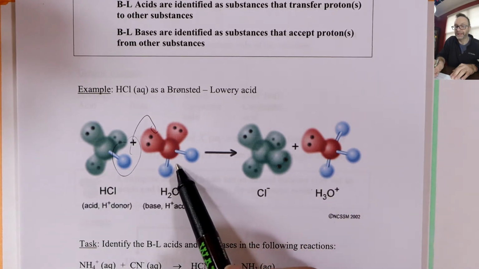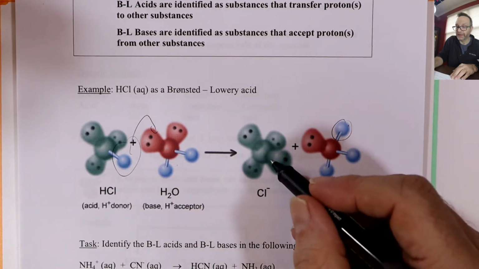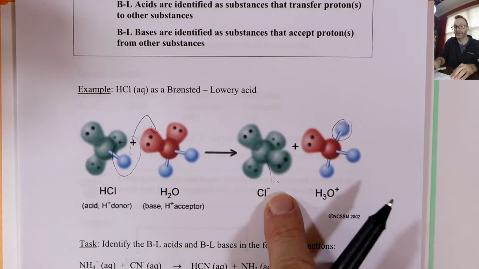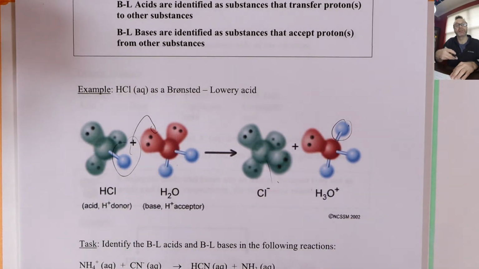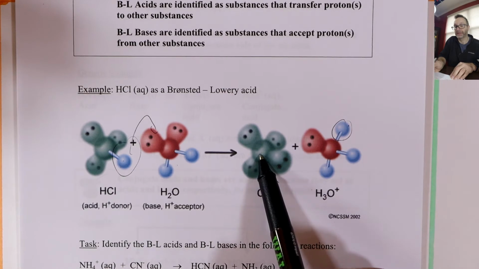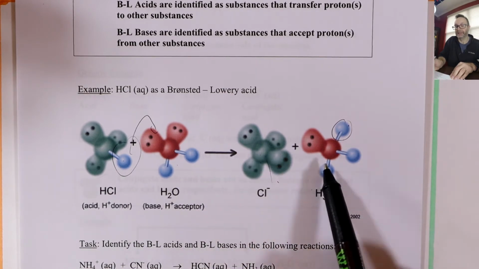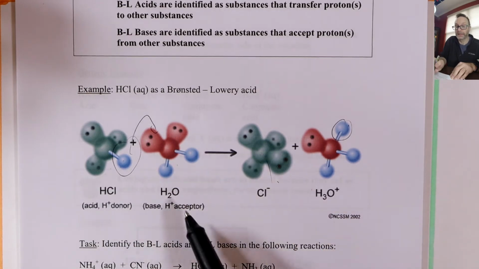So water has accepted an extra proton. HCl has lost a proton. Because it's lost, it's a donor, right? If you give something away, you donate. So the H plus was donated from here to here, and accepted from here to here. So that's a donor, a Bronsted-Lowry acid. HCl is an acid, we know that.